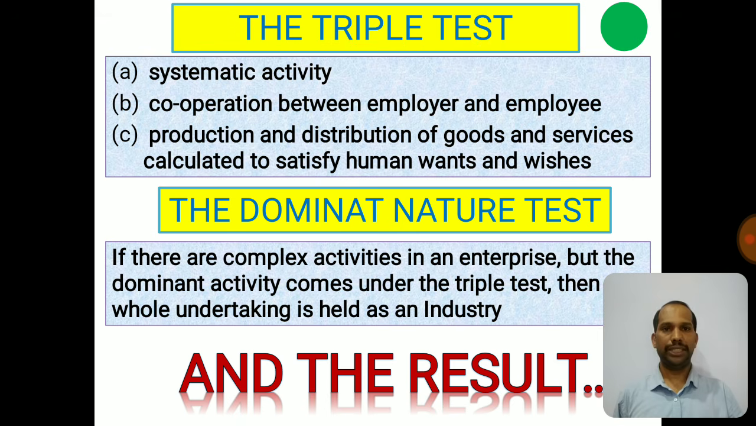That was the conclusion. See, the dominant nature test was also taken. Dominant, there should be one N there. If there are complex activities in an enterprise, but the dominant activity comes under the triple test, then the whole undertaking is held as industry. Now somebody says, okay, we are not an industry because so and so other functions are there, our focus is different, so we are not coming under industry. In that case, what do we have to do? We have to apply the triple test, and if they are passing this triple test, then they will definitely come under the definition of industry. And the result, after this, what happened?